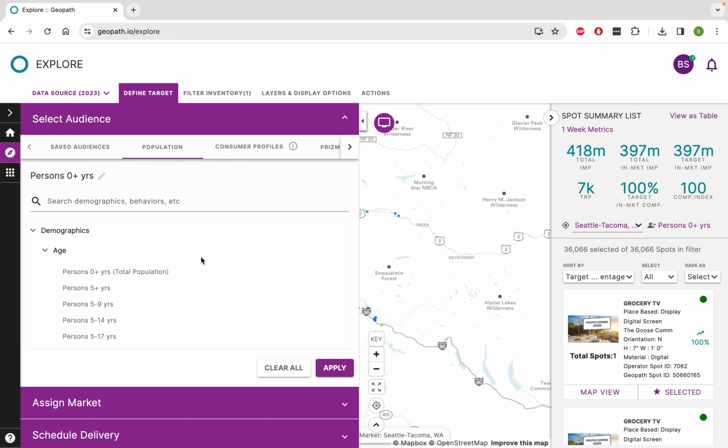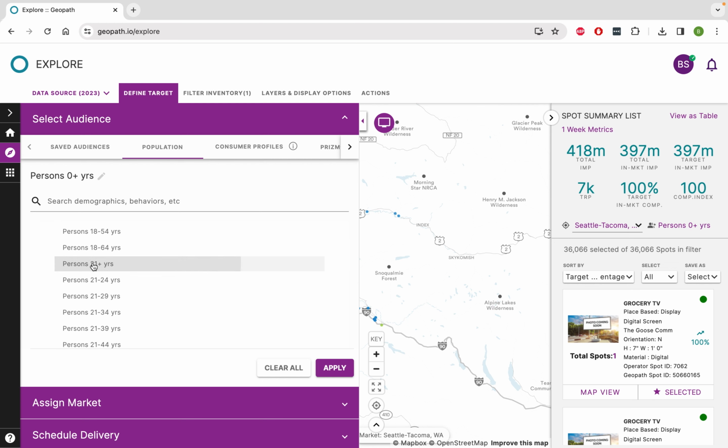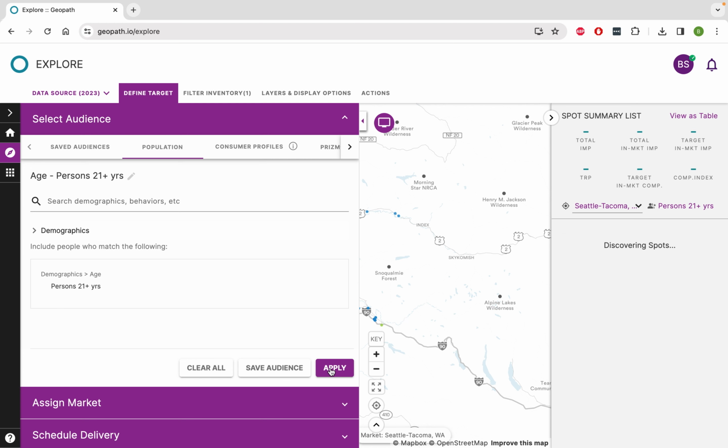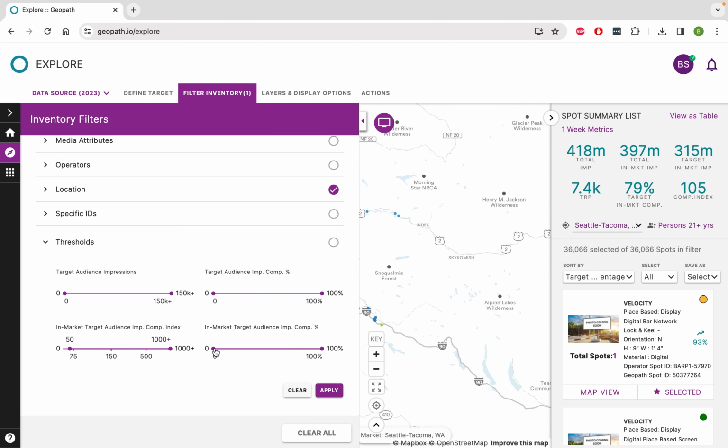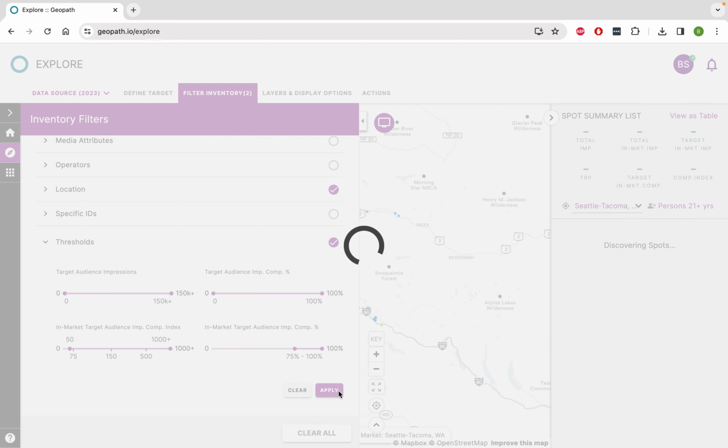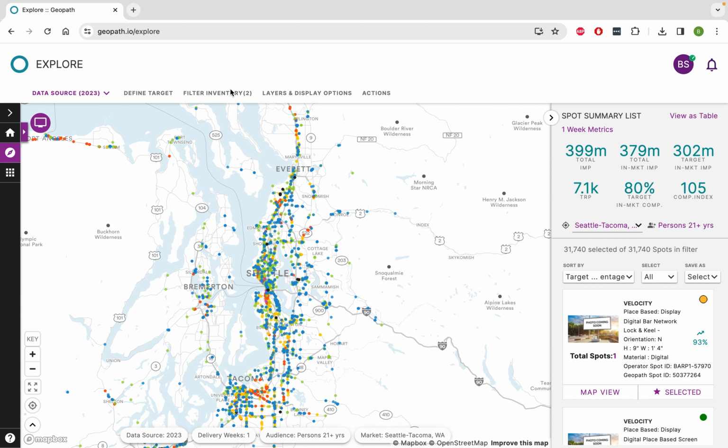Instead of the athletic shoe audience, let's say I was looking at persons 21 plus as my target audience. Say in this example, at least 75% of my in-market target impressions need to come from my target audience of persons 21 plus. I can use this slider here to set 75 and then hit apply. Here I'm being shown inventory whose target audience in-market composition is at least 75 or above.